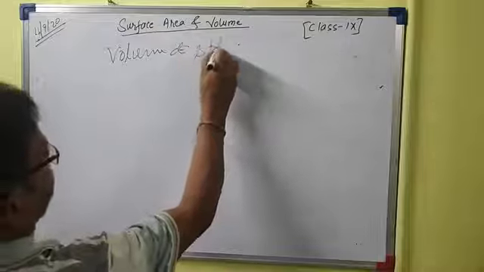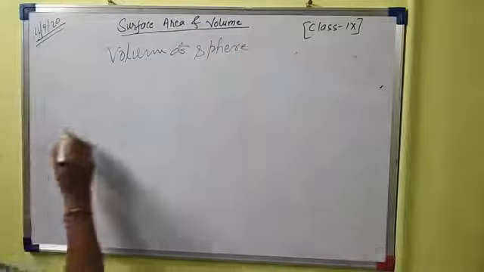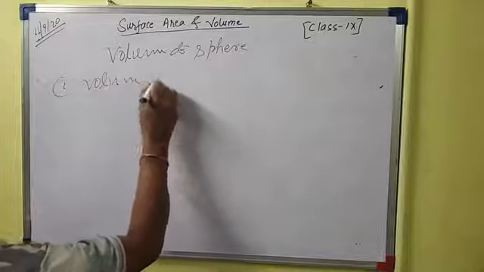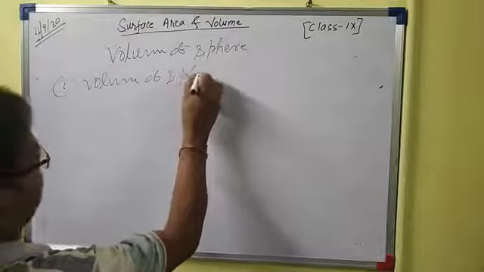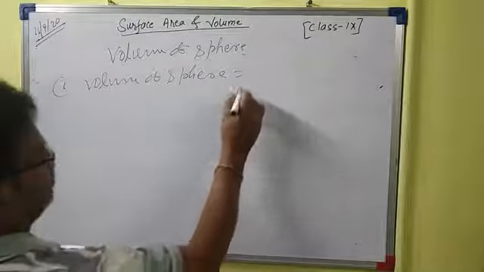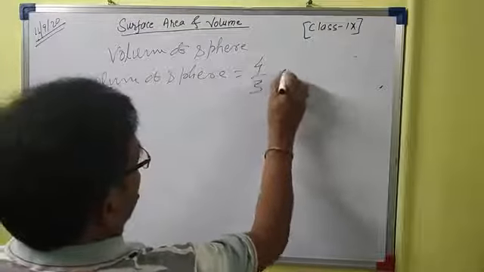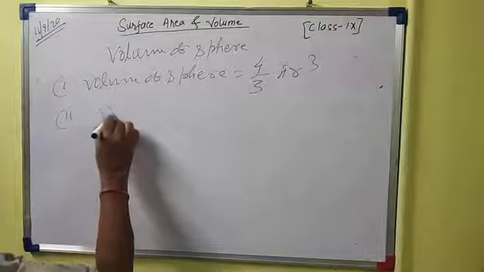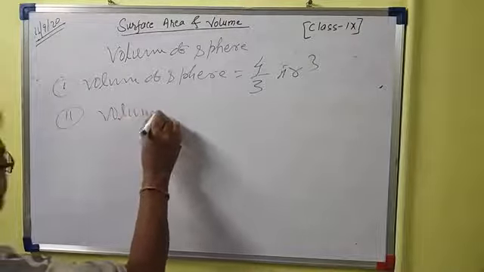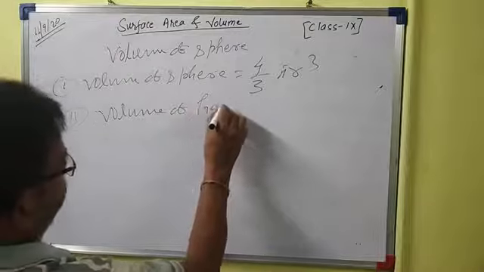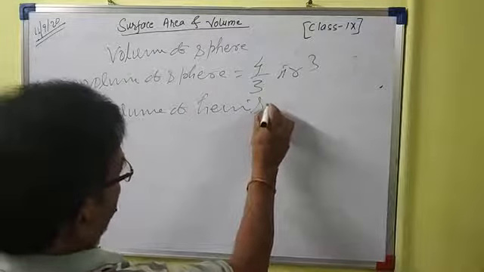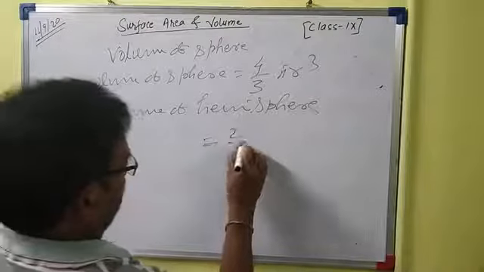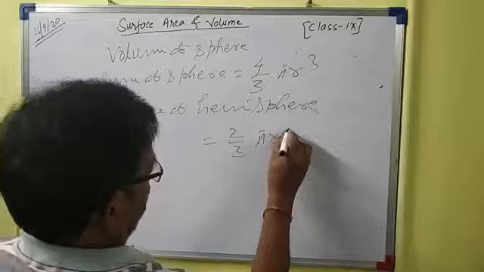Volume of sphere. Number 1. Volume of sphere equal to 4 by 3 pi r cube. Number 2. Volume of hemisphere equal to 2 by 3 pi r cube.